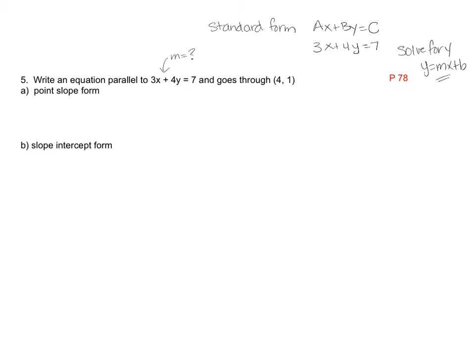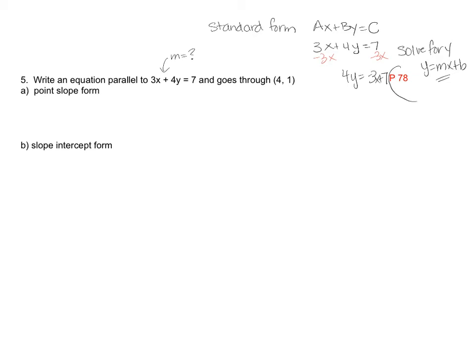So let's begin solving for y. The very first thing I'm going to do to solve for y is move my x term to the other side by subtracting 3x from both sides. So I get 4y equals negative 3x plus 7.